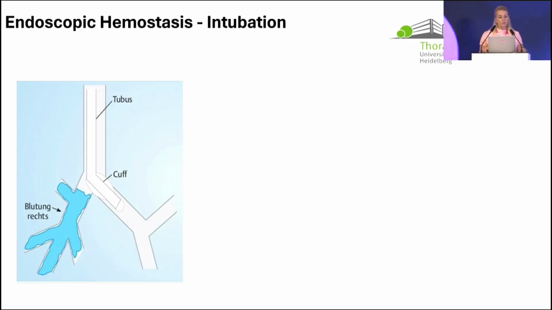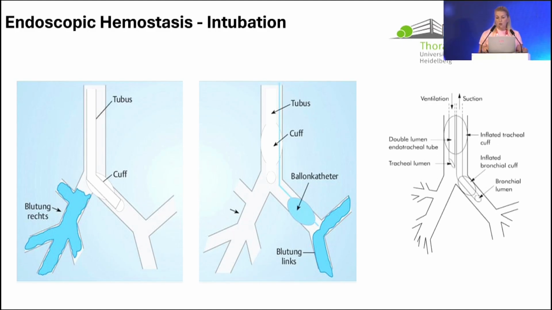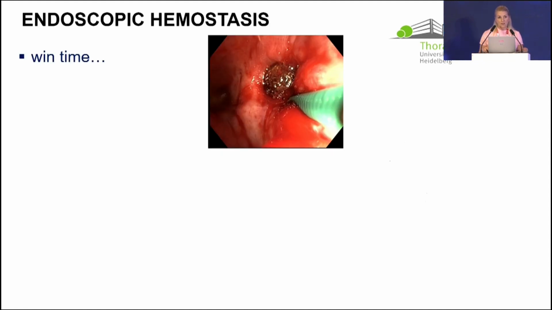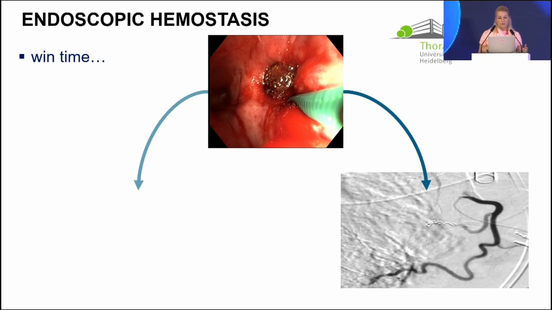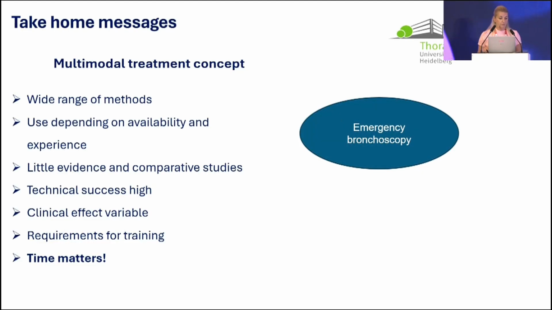If we have to intubate the patient, we might intubate the contralateral side, the one that is not bleeding, or intubate centrally and then push a balloon catheter on the bleeding side and occlude it so we can ventilate the patient. Or a double lumen tube is also possible, occluding the side that's bleeding. Our goal is to win time for the interventional radiologist, embolization or operation.